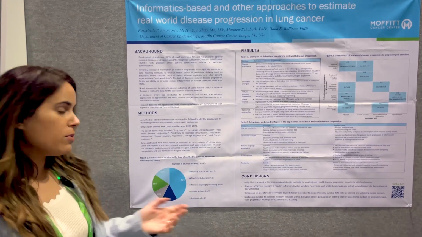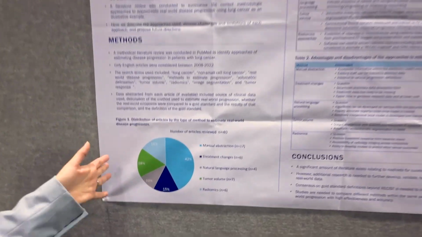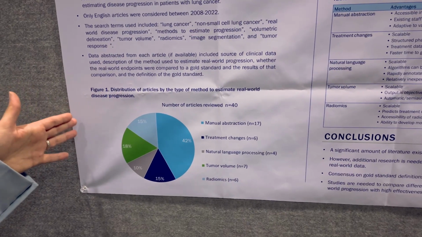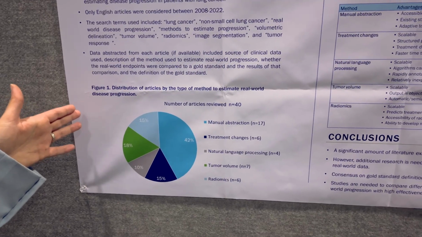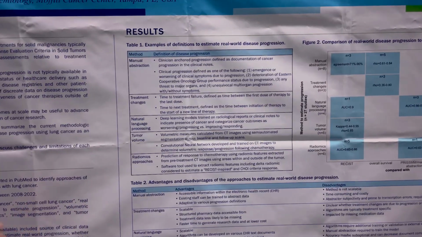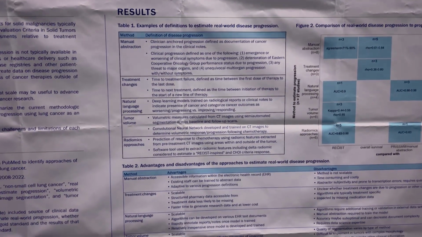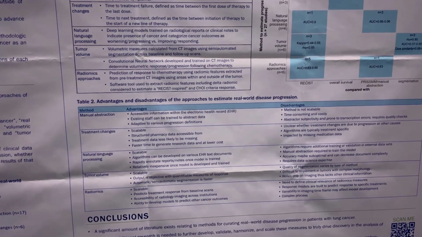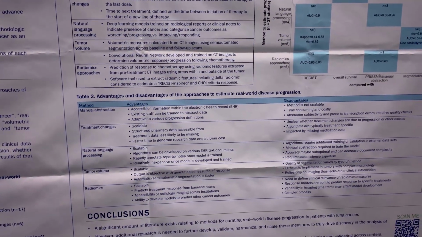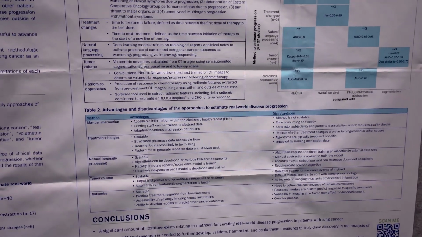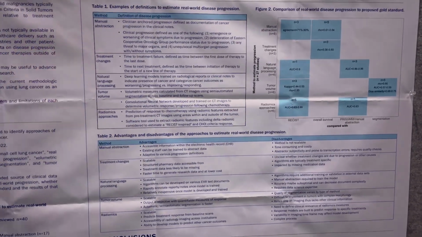So what we found as a result of our literature search is 5 methods, and these included manual abstraction, treatment changes, natural language processing, tumor volume, and radiomics. Now if you move on to table 2 over here, these are just some sample definitions of how the studies defined progression using the different methods. And the takeaway message here was that there was a lot of variability even within each method. So it was really hard to compare methods even within each one.